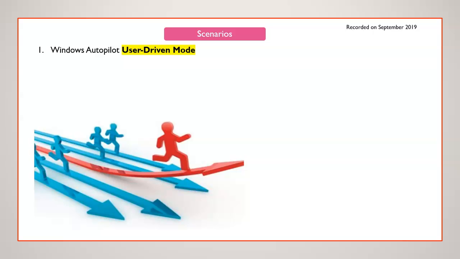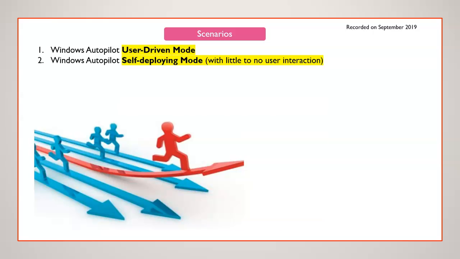The next one is the self-deploying mode, or limited touch with no user interaction. This is the second option, where you need not touch the device, or maybe only a little interaction is required from the end user. The third one is Autopilot Reset. If you want that specific device to be reset so that it will be ready for a business-ready state, with all the required applications, settings and compliance policies, you can hand it over to other users. That's the option we have with Autopilot Reset.